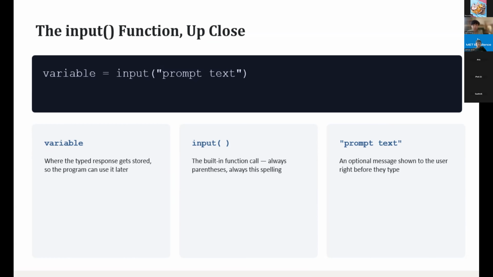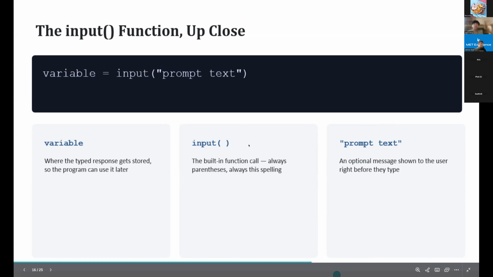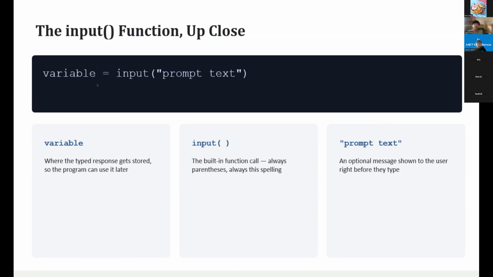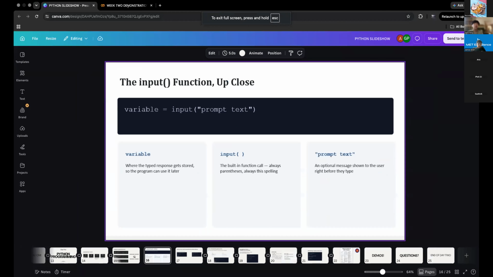Let's go through the input function. Basically, with the input function, we set a variable to be input to some text. And the text that you write in, it will ask you for the input. I think it's better to show and not tell. So I'm going to show you guys.